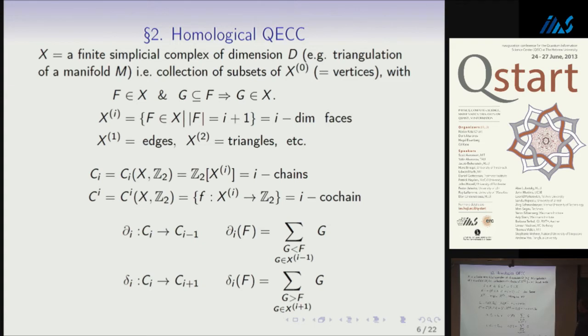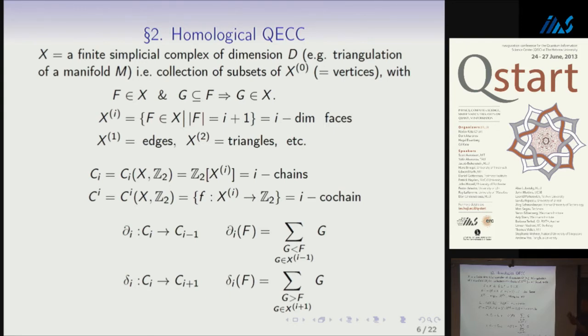Now we have the boundary operation, which is a map from the space of i-cells to the space of i minus 1 cells. In order to define a linear operation, it suffices to define it on a basis. The bases are the cells. So I take the boundary of a cell F to be the sum of all G in F which are of dimension i minus 1. Very simple.